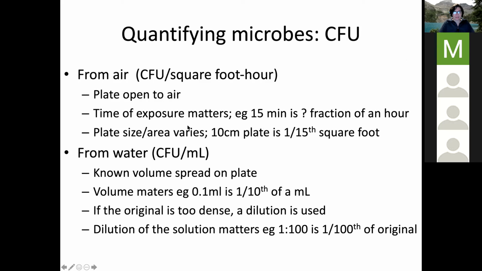Now, often we don't use a plate that's a whole square foot. We usually use a plate that's smaller. For example, a standard plate is 10 centimeters, and that's a 15th of a square foot. So let's suppose those 7 things landed, and we needed to convert just to account for the area. What do you do to that number 7? Because our plate is much smaller than a square foot, but we want to know what would have happened in a whole square foot. If it's a 15th of a square foot, what do we take our 7 and multiply it by?